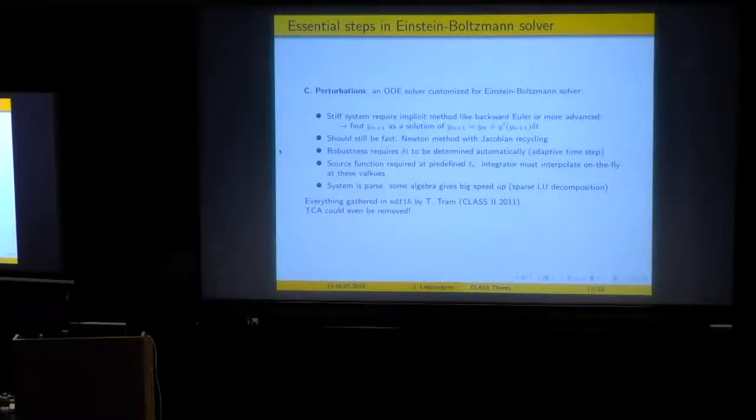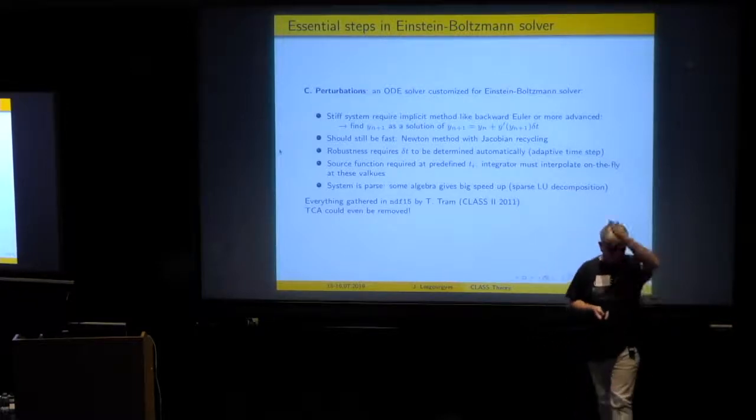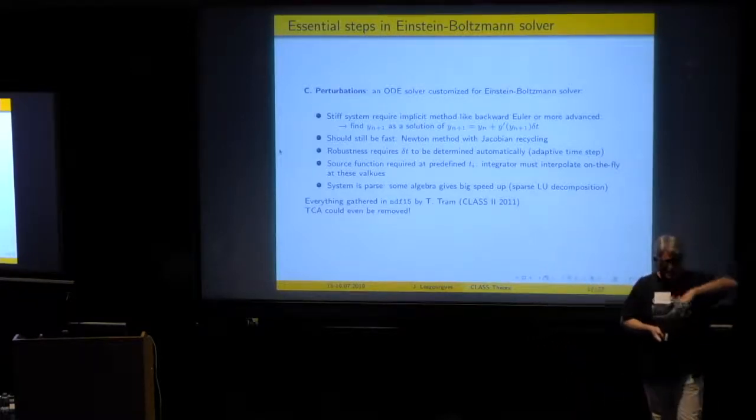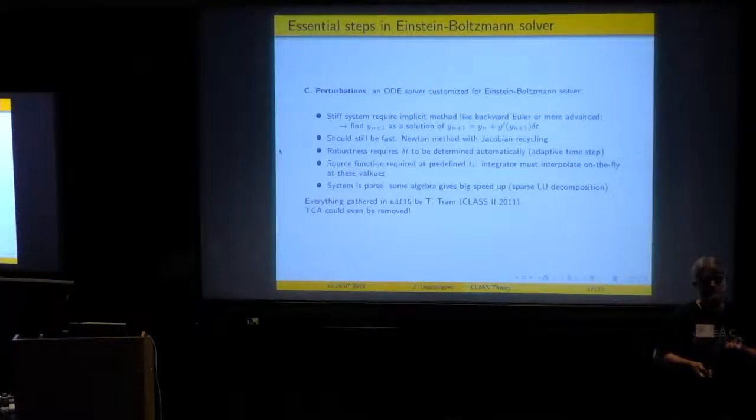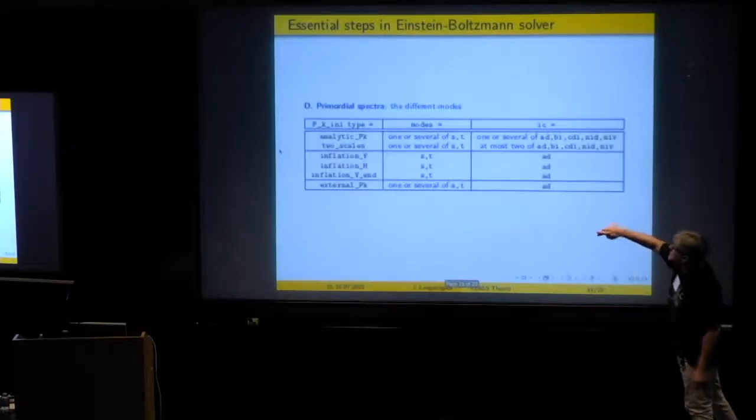So all these tricks were implemented by Thomas Tram, and he obtained an integrator called NDF15, which is really the integrator of class. You are free to use it in other problems. I think it's extremely powerful. We even found that when you decide that you will never use the tight coupling approximation, you start from initial conditions and directly with the correct equations, the code can run through them easily. And that would absolutely not be the case with the Runge-Kutta method. Okay, so this was about the numerical algorithm.